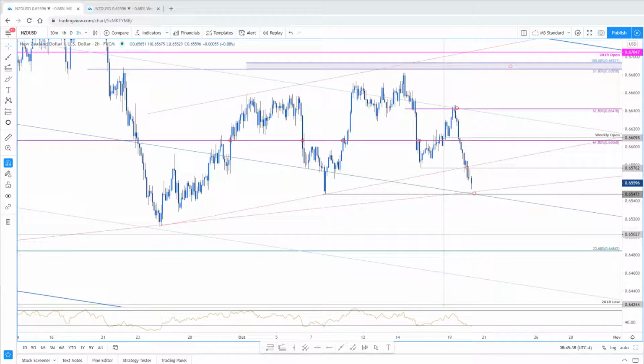It's interesting that on IG client sentiment, Kiwi shows a bullish bias, whilst Aussie is slightly bearish. Rohan, I look at those daily, my friend. You want to take a grain of salt with that.